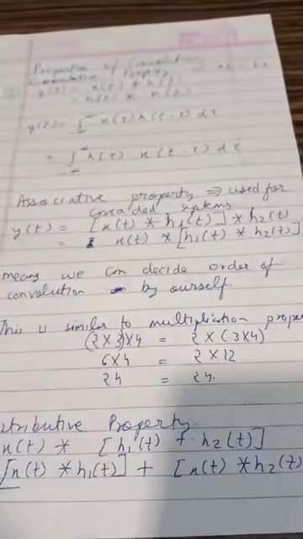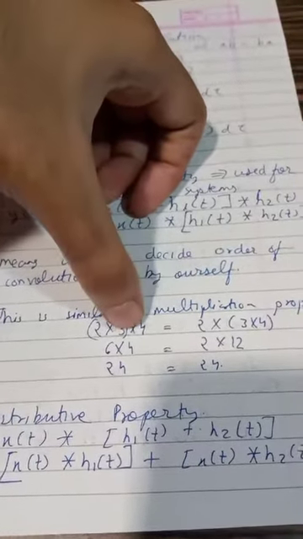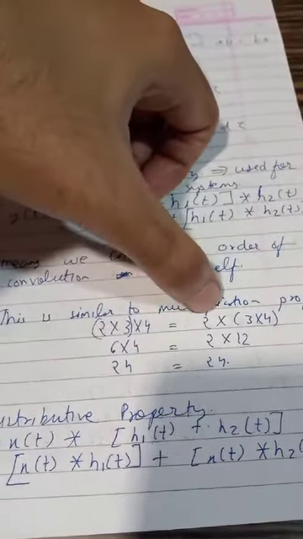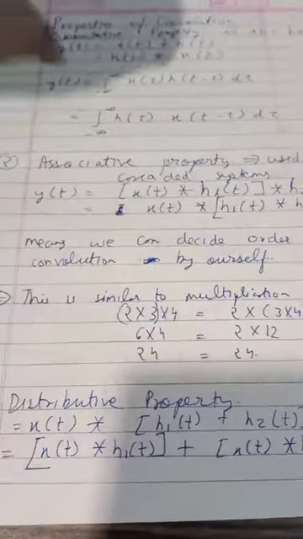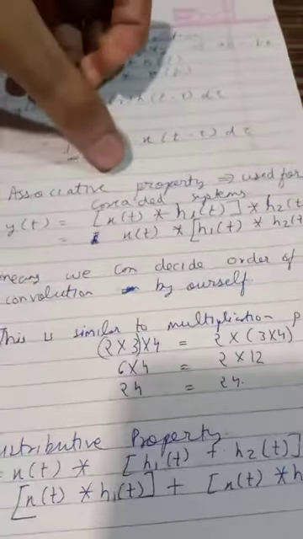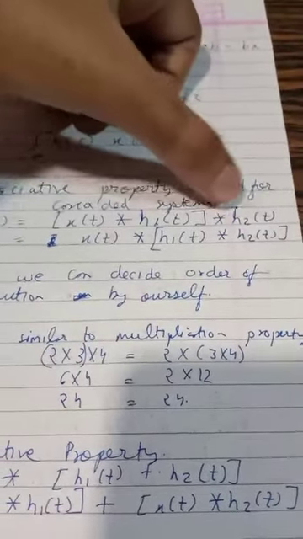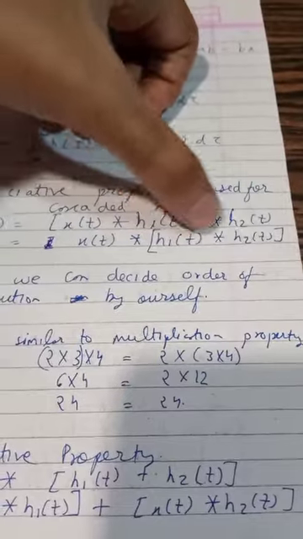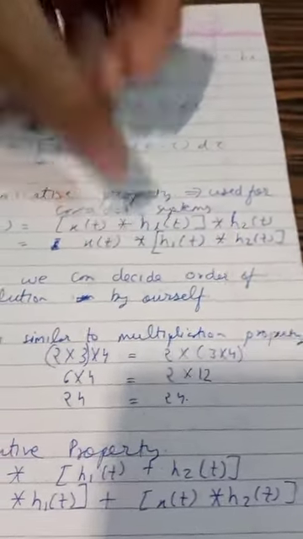Suppose I have 2 into 3 into 4, then we can first multiply 2 with 3, then the resultant with 4, or we can first multiply 3 with 4, then the resultant with 2. Similarly, in this also we can first convolve x of t with h1 of t and then convolve this result with h2 of t, or we can first convolve h1 of t with h2 of t and then convolve the result with x of t. So this is the same.